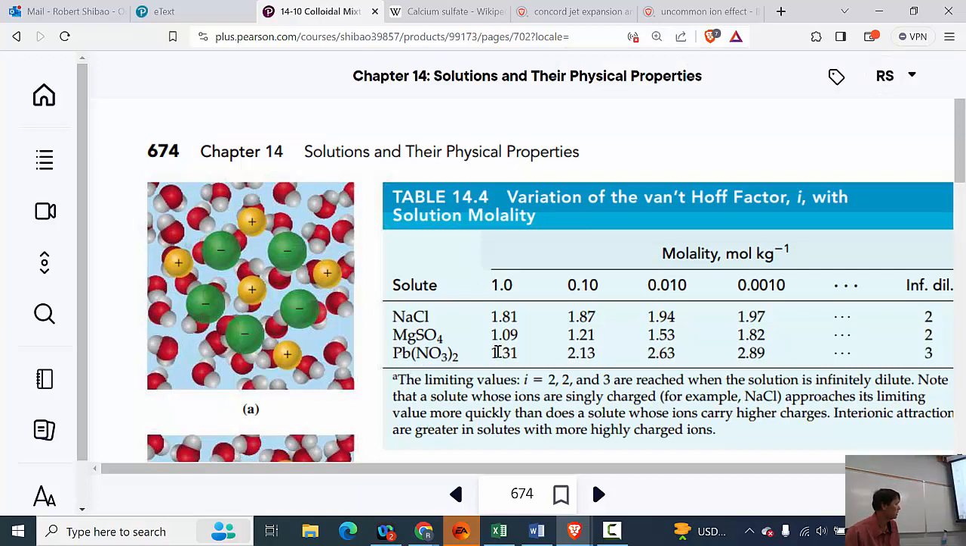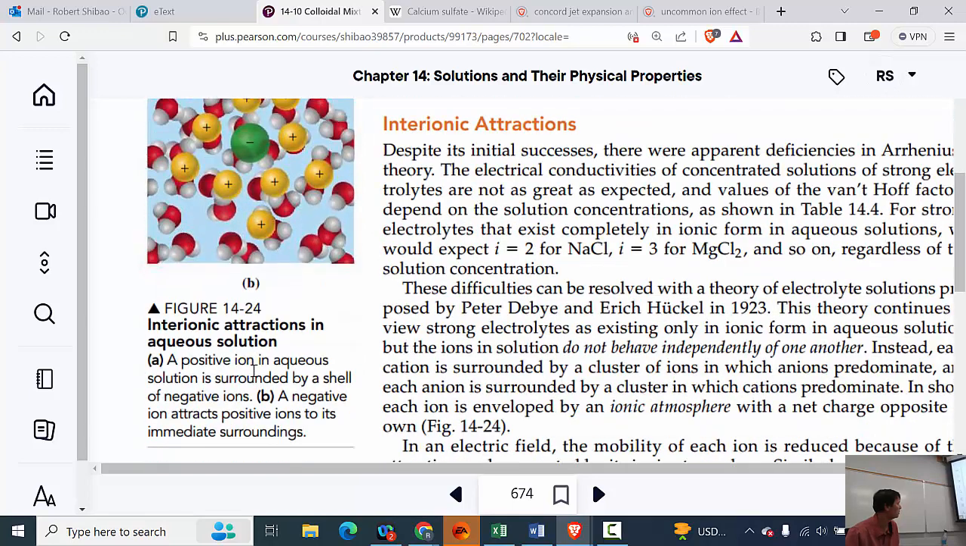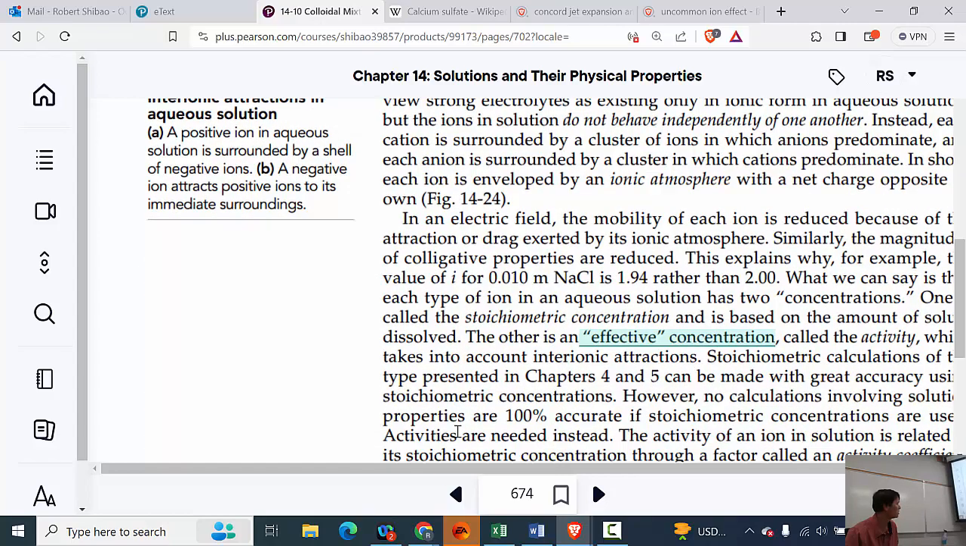But look at the deviation. This should be 3. It's 1.31. It's significant. So we see significant ion pairing or clusters, or what did we call these? Interionic attractions in aqueous solutions. The positive is surrounded by a shell of negative ions. So we'll call this a cluster. They just call it a shell.